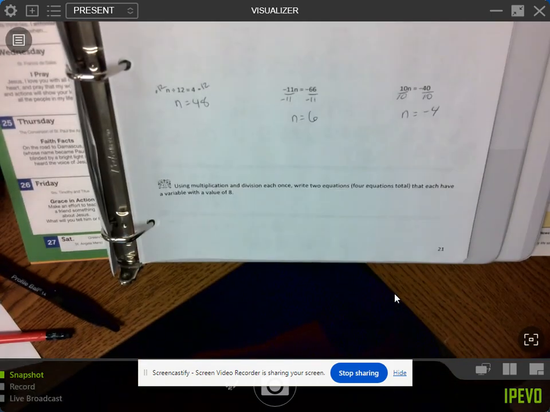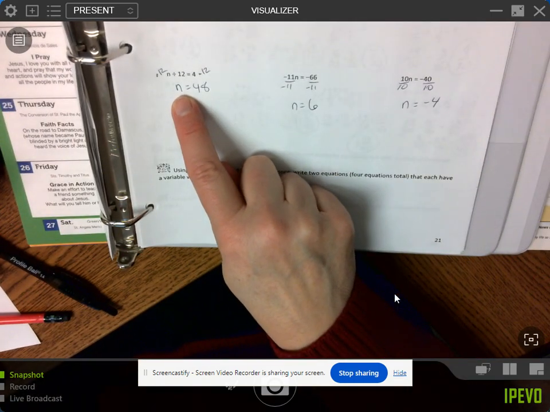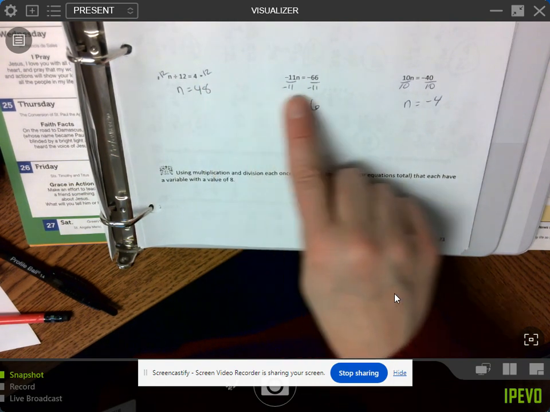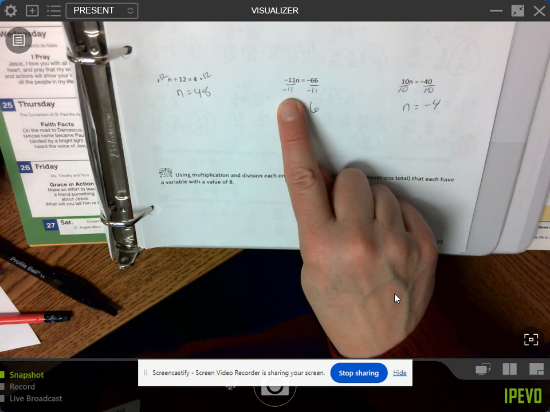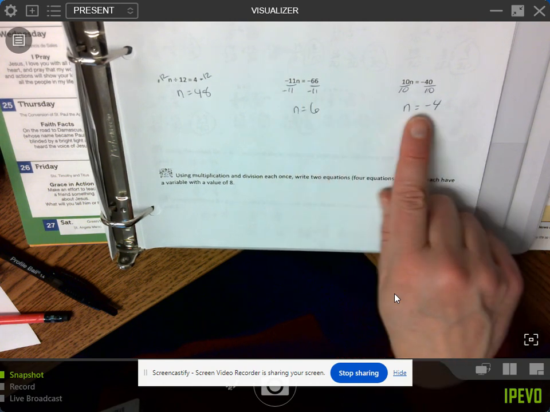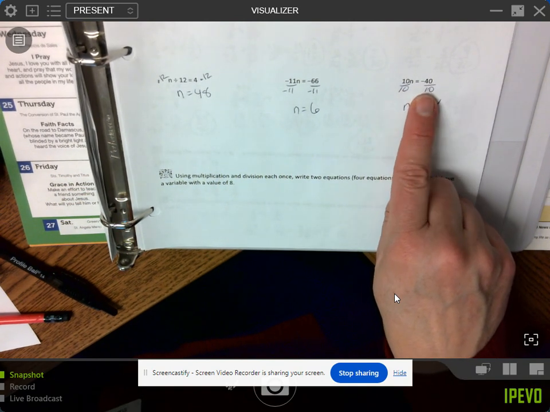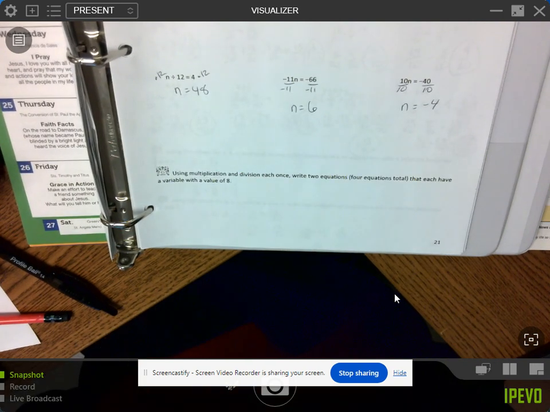And the bottom row. N equals 48. We had divided by 12, so we had to multiply by 12. N equals 6. We had multiplied by -11, so we divided by -11. And n equals -4. We had multiplied by 10, so we had to divide both sides by 10. Any questions on the bottom row?